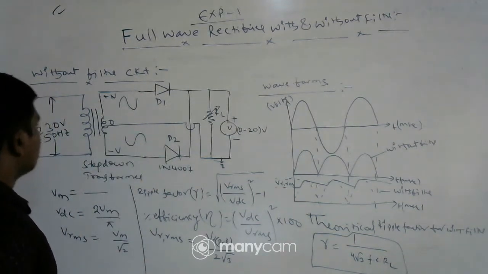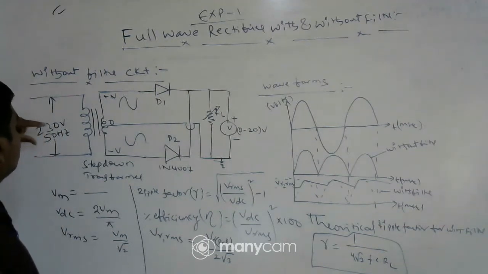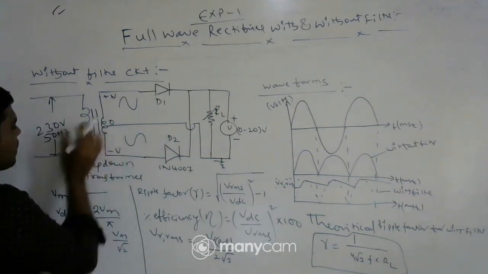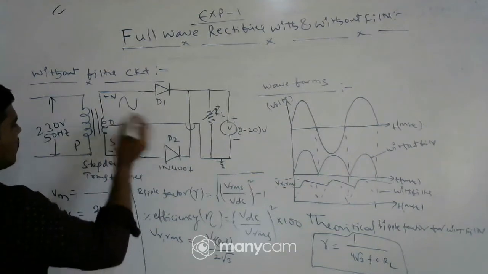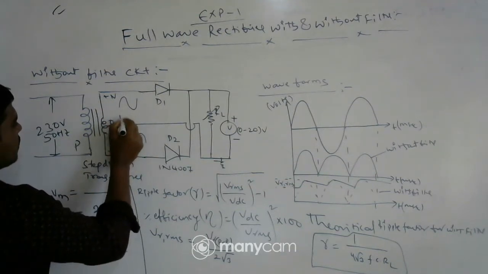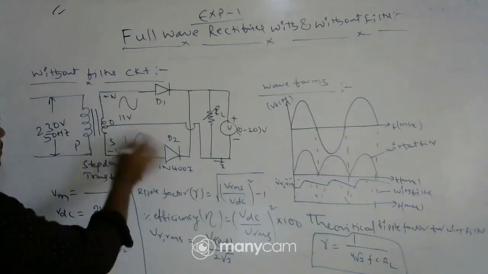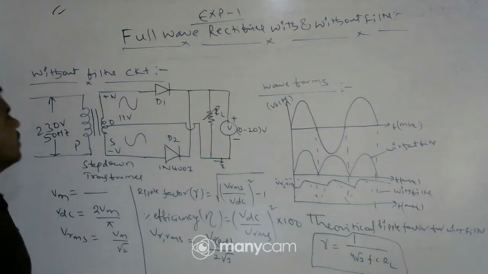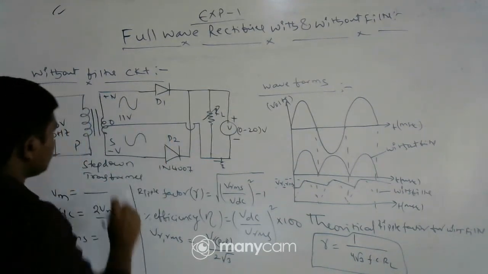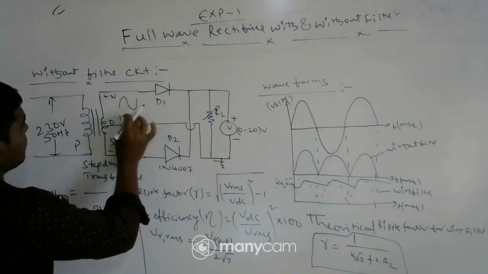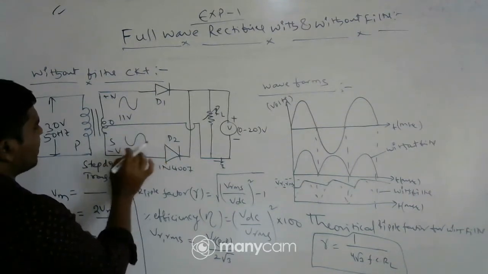In this experiment, based on the turns ratio, the transformer converts the primary voltage to the secondary voltage. Let us assume the secondary voltage is 11 volts peak to peak. We give this 11 volts to the full wave rectifier. Here the sine signal has 11 volts, and here this signal has minus 11 volts.